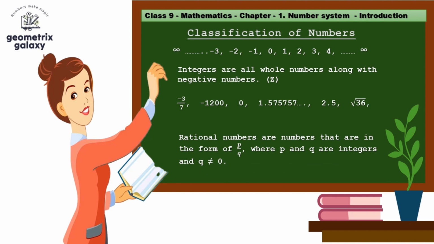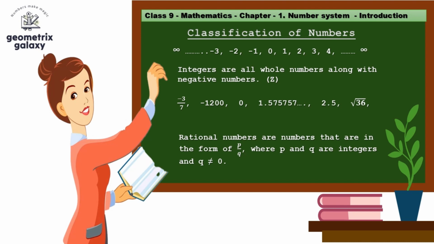Therefore, if you see the examples given above, you can check what type of number each is. So if you see minus 3 by 7, it is in the form of p by q, where minus 3 is an integer and 7 is an integer. If you take minus 1200, we can write it as minus 1200 divided by 1. 0 by 1 is a rational number.